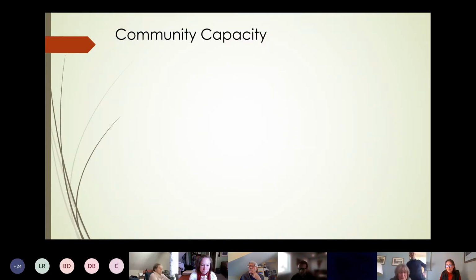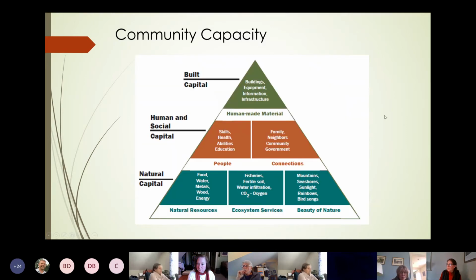So thinking about community capacity, as we switch from the state level policy discussion around what's included in the Climate Action Plan and the policies being considered at the legislature, to thinking about many of you who are involved in community conversations around conservation and what you can do in the face of climate change. Different communities have different strengths, and we'll pull up this pyramid here to start thinking about those.